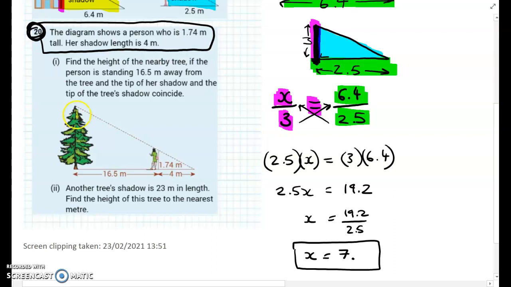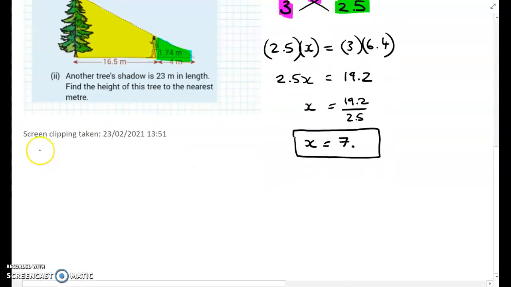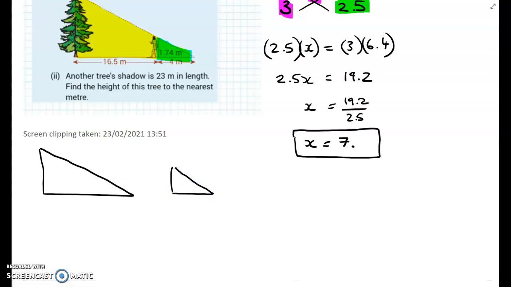It's the same principle. You have a big triangle there, which is all of it, and then buried inside that triangle is a smaller triangle. Now, to make it easier on yourself, the best thing to do is to kind of separate out the two triangles. So you have a big one and you have a small one. Now fill in the details that you have for each.